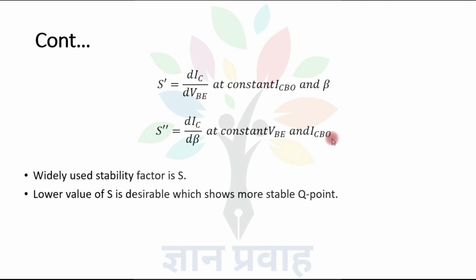So there are three stability factors: S, S prime and S double prime, and these depend on the variation in one parameter. If variation in ICBO occurs, then the stability factor is S. If variation in VBE occurs, the stability factor is S prime. If variation in beta occurs, the stability factor is S double prime. And among these three stability factors, S is widely used. So a lower value of S is desirable, which shows a more stable Q point.